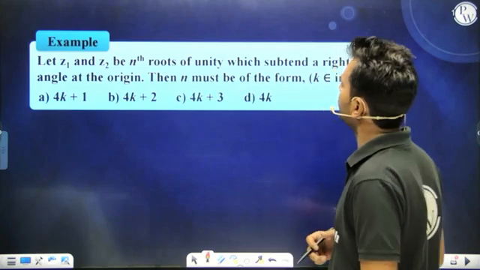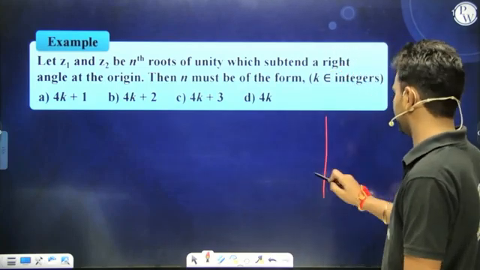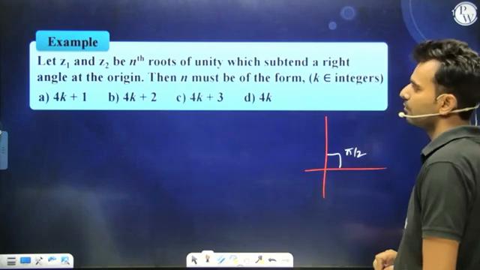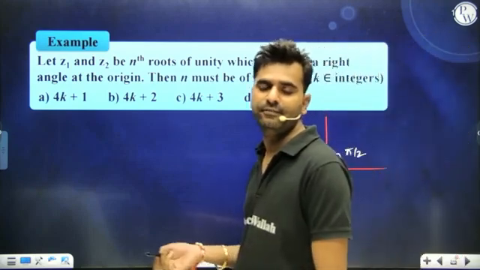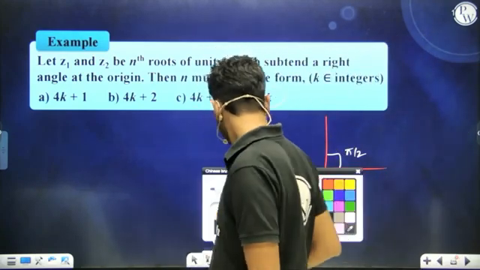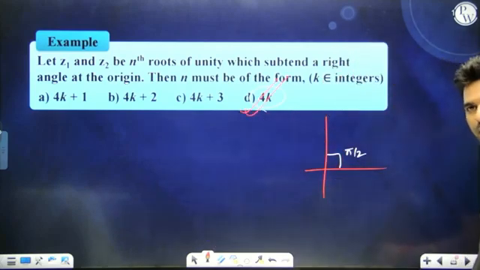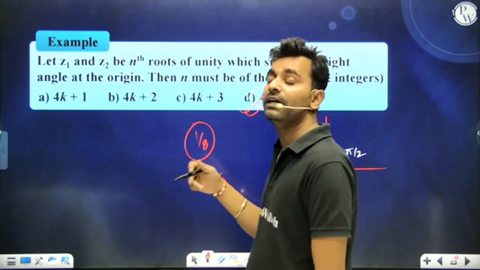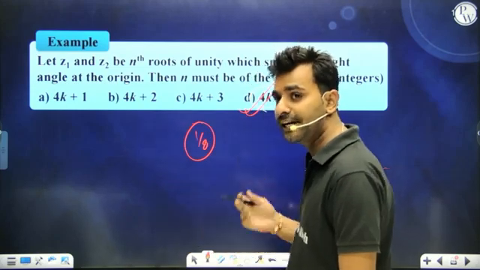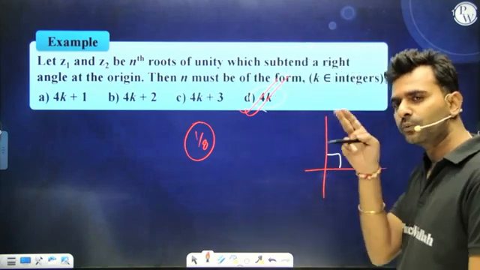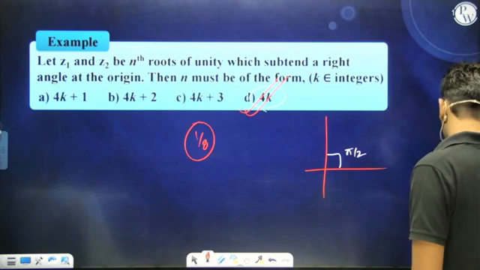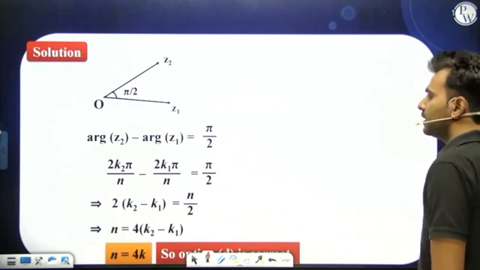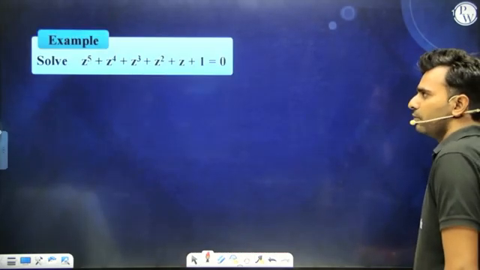Let Z1 and Z2 be the nth roots of unity which subtend a right angle at the origin. Now understand, right angle at the origin means 90-degree angle should be there between those 2 roots. Right? Then n must be of the form what? We have just seen that if it is a 4th root of unity, then the angle will be 90 degree. So 4k. Yes or no? Because if you do 1 to the power 1 by 8, then you will divide the circle into 8 equal parts. In that case also 8 roots will come, and if you pick the first one and the third one, the angle between them will be 90 degree. Right? Yes. So you can solve it in multiple ways. I have just told you an objective method. So with the help of that also you can solve it comfortably.